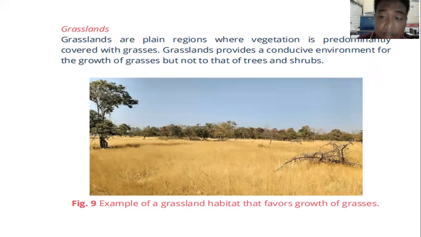Okay, we have also the grasslands, no, nga habitat po sa mga kining terrestrial plants. So grasslands are plain regions where vegetation is predominantly covered with grasses. Grasslands provide a conducive environment for the growth of grasses but not to that of trees and shrubs. So dili capable or dili suitable ang trees and shrubs diri, no.